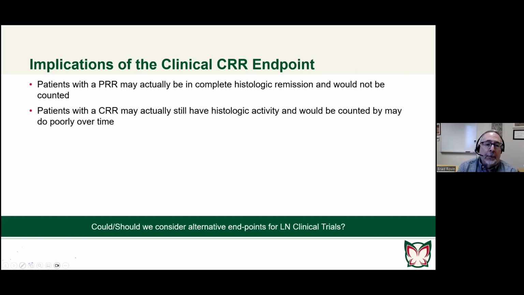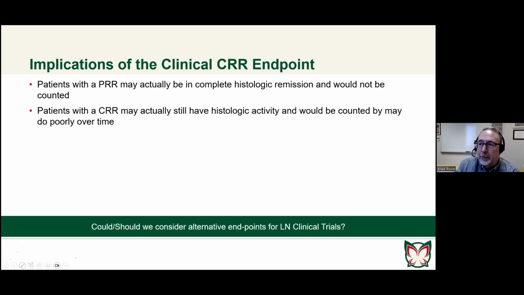On the other hand, patients with a complete renal response clinically could still have histologic activity and yet would be counted amongst complete responders, and yet followed over time in the future could have a poor outcome. So the question really comes up, could we or should we consider alternative endpoints for lupus nephritis clinical trials? And this is heresy.